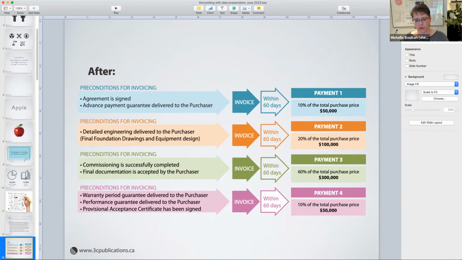We've got the arrows, which are a bit graphical, but otherwise, really what we've got going on is a very, very simple visualization. She's taken the preconditions and put them in the first column. And then she's put, what's next? Invoice. What happens? Within 60 days, a payment will come. And here's how much the payment will be.